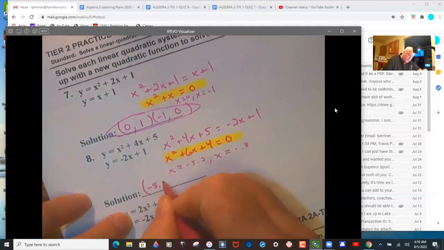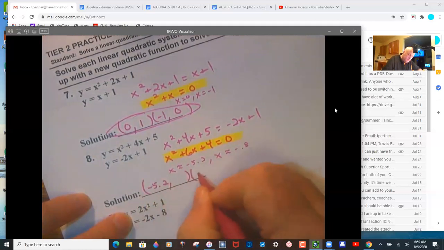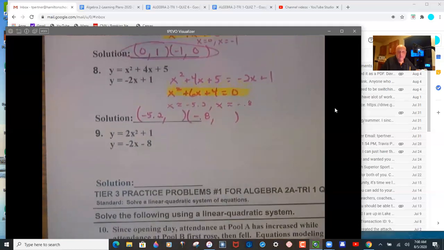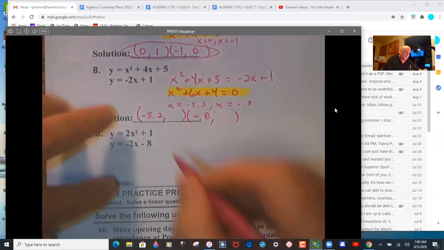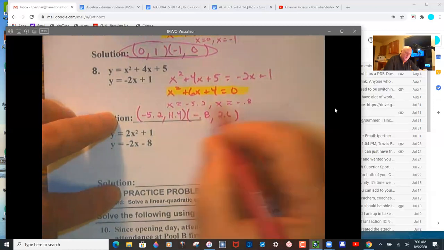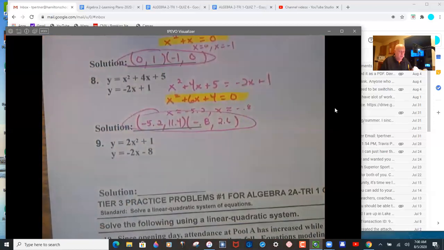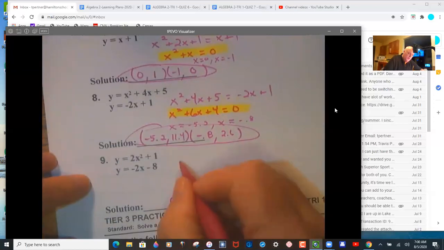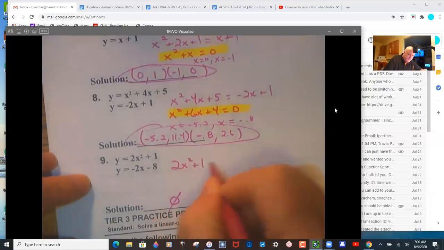So you start off with a coordinate, and then you need to substitute those into the y equals, the second one, and figure out a y value. So this one gives you 11.4 and 2.6. So this one ended up not being nice. I think on the quiz I'm going to make them all nice. So this one will be an empty set.